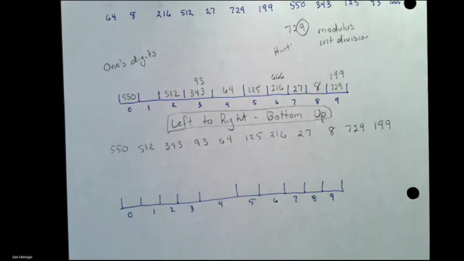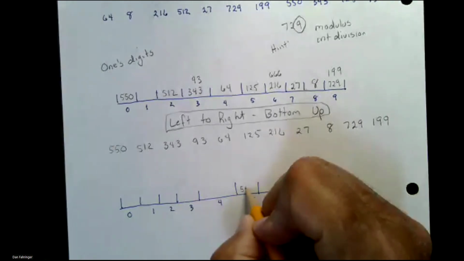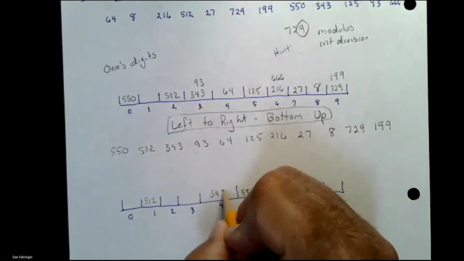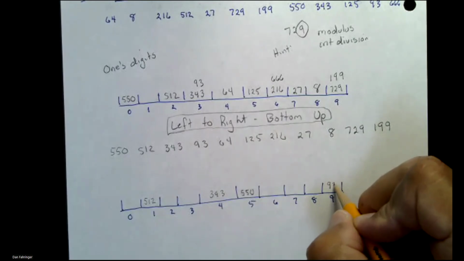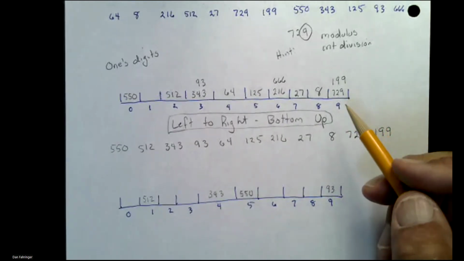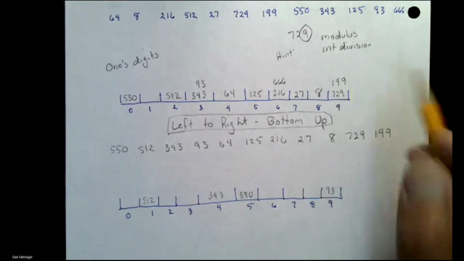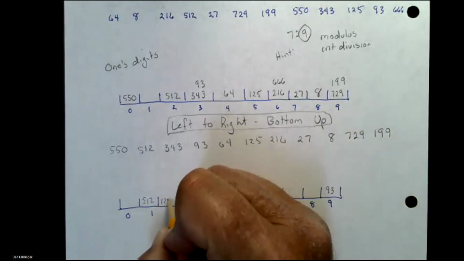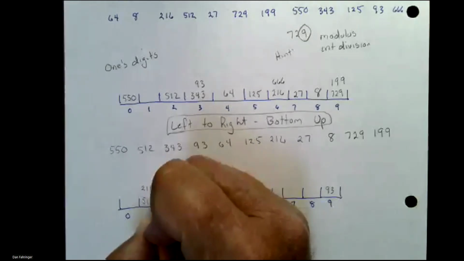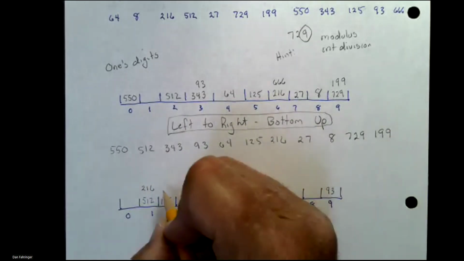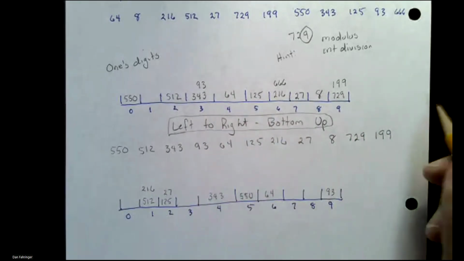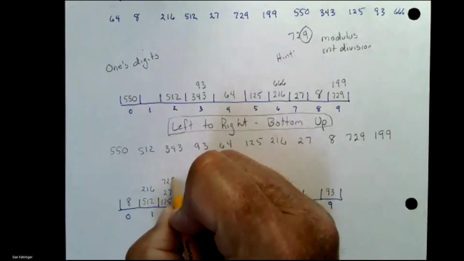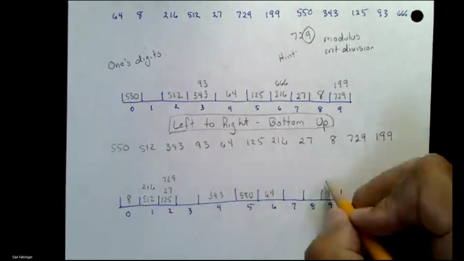Bottoms up. We're going by the tens digit. 550, 512, 343, 93, 64, 125, 216, 27, 8, that's 008, 729. That bucket's getting full. 199.